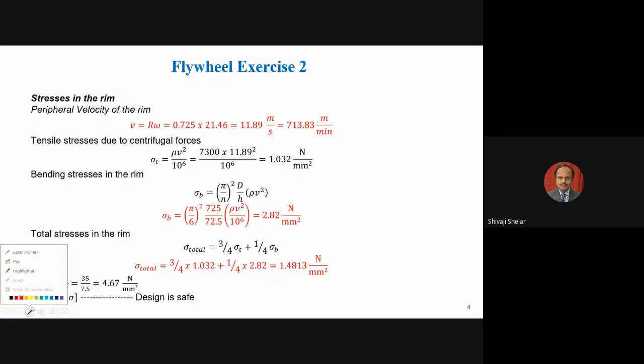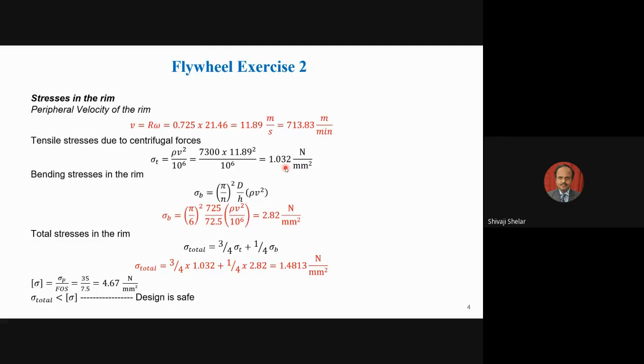Okay, so your sigma T value here is 1.032, and the maximum permissible sigma T value is 65, divided by 10, means it is around 6.5. So 6.5 is the maximum permissible, and here the induced is 1.032. So we can say our design is safe. Our stresses induced in the rim are of a lower order than the permissible one. So your flywheel rim design here is safe.